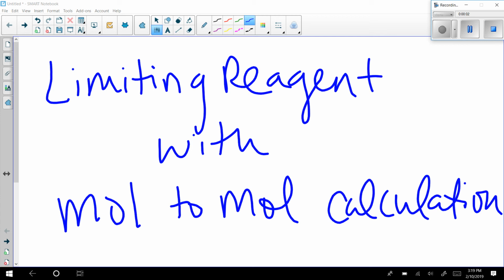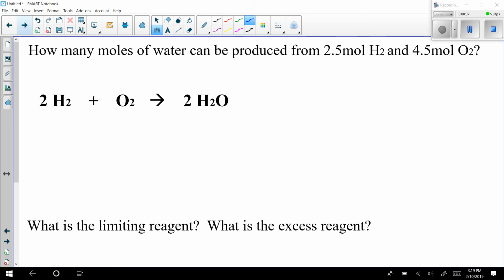We are going to look at a limiting reagent problem with a mole-to-mole stoichiometry calculation. How many moles of water can be produced from 2.5 moles H2 and 4.5 moles of O2?